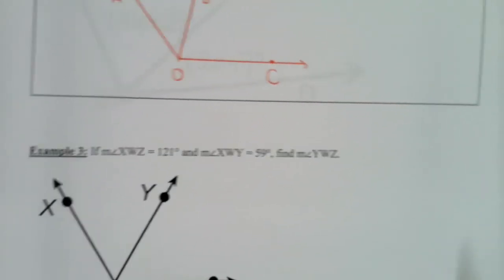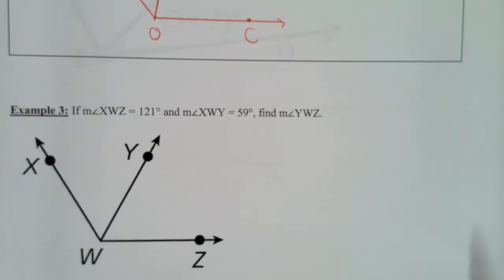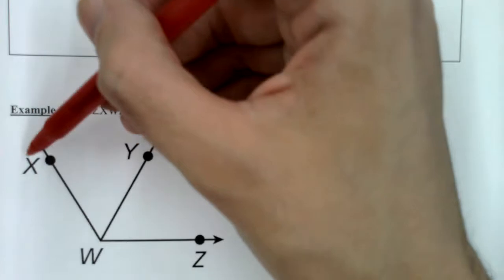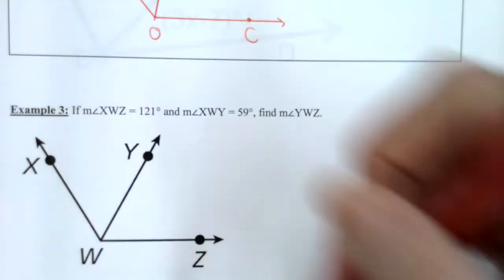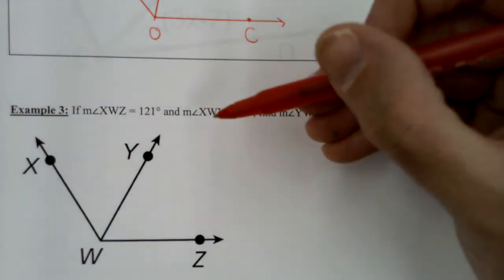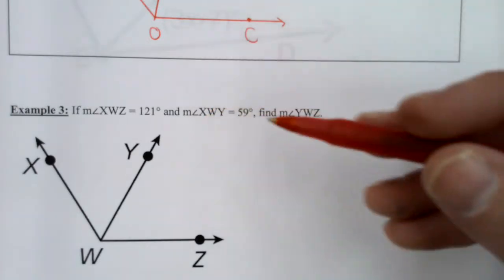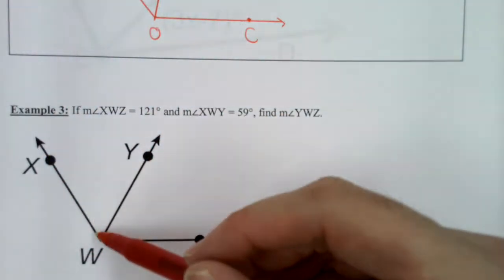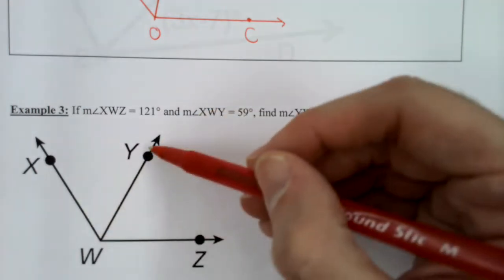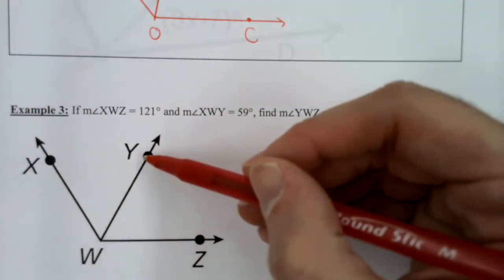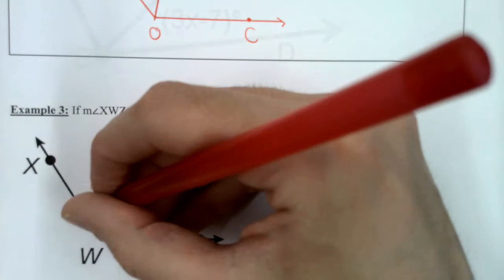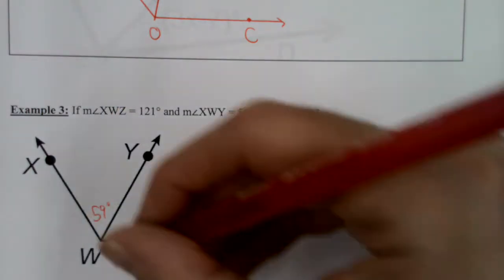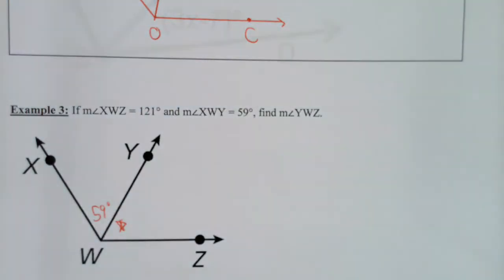So a quick example on that. If the measure of angle XWZ, XWZ is the big angle, that's 121. And the measure of angle XWY is this angle right here. Find the measure of angle YWZ, which is the angle with the star.